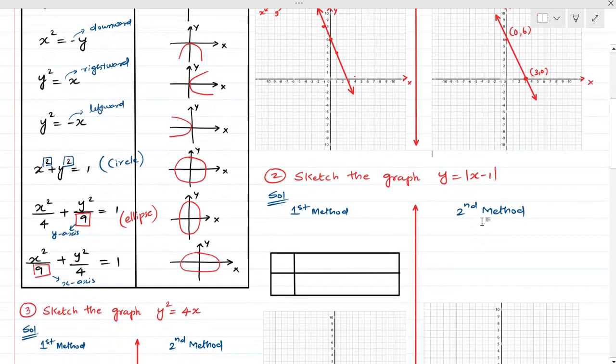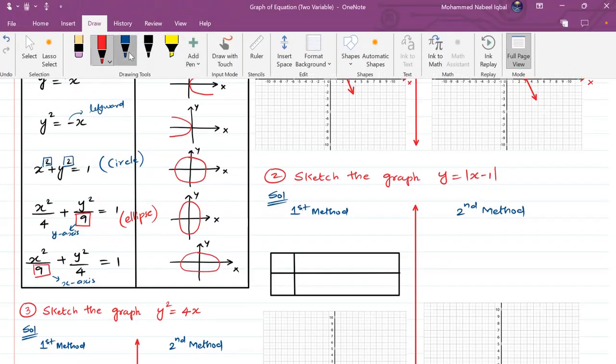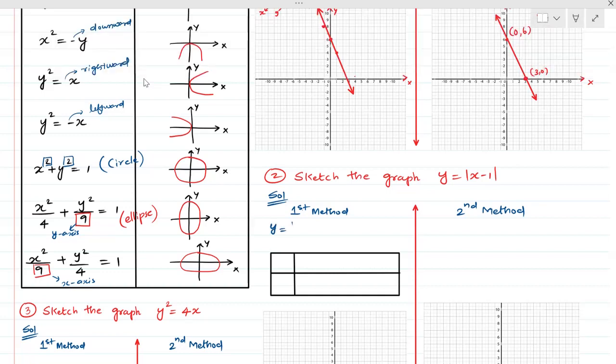Here it is the absolute value. Let us check with the absolute value. It should be a V-shaped curve, a sharp curve. So for the first one, I just go with y is equal to absolute of x minus 1. Here x value, y value. Substitute 0, 1 and minus 1.